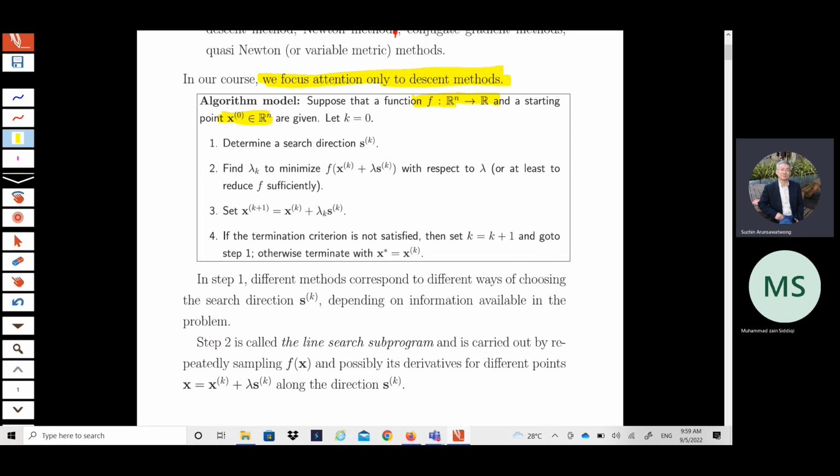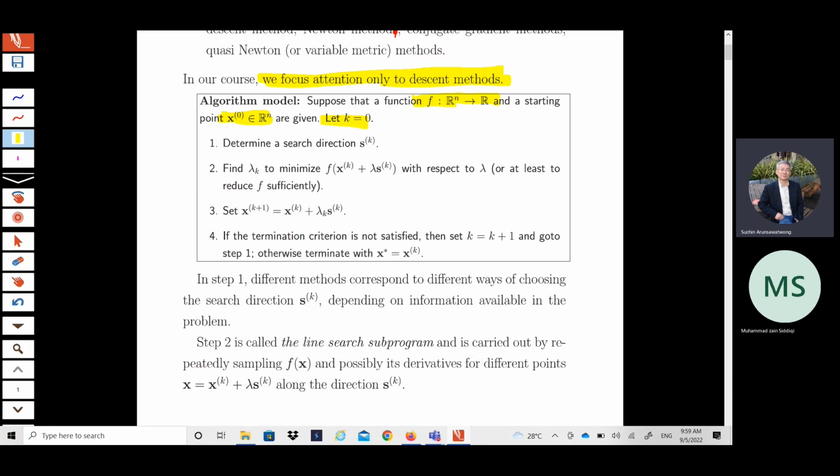First we set the iteration index k as 0. Then we determine a search direction. I think we've seen this before: at a given point xk and the search vector sk, the n-dimensional optimization becomes a one-dimensional optimization. So we search along that direction.